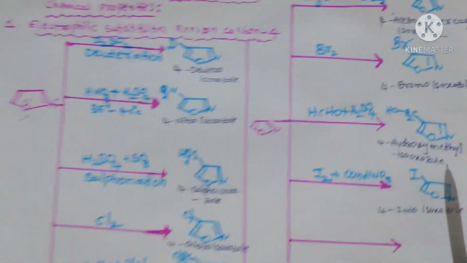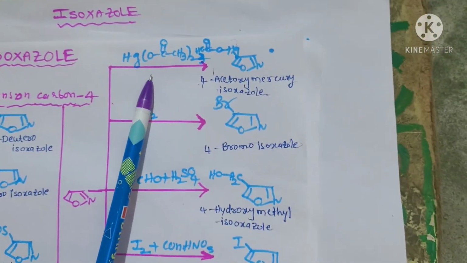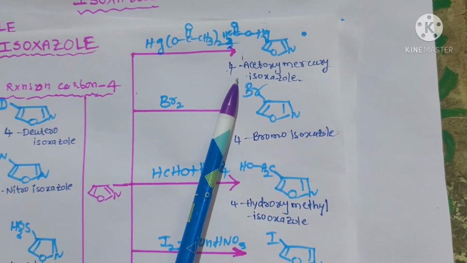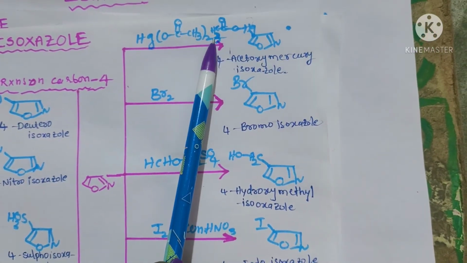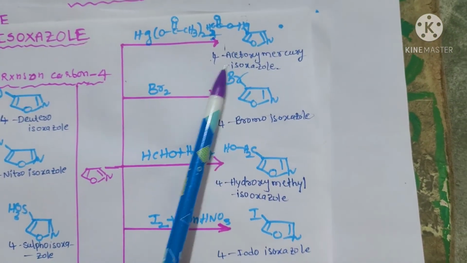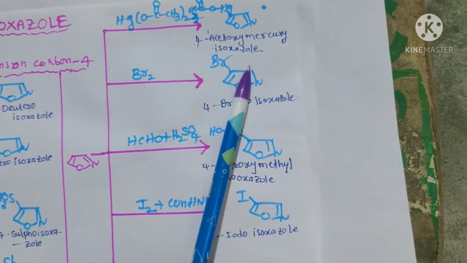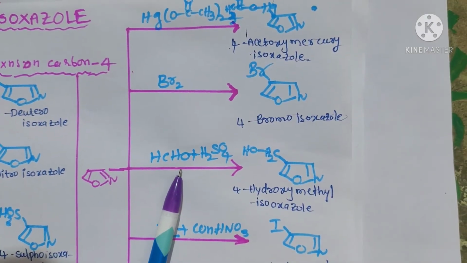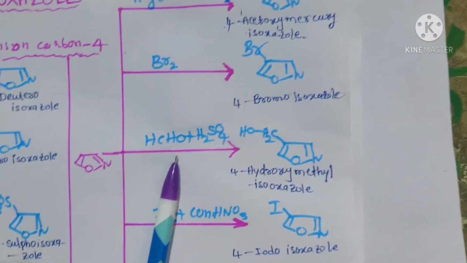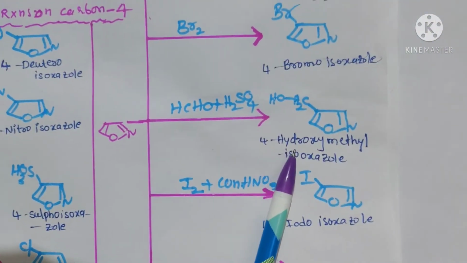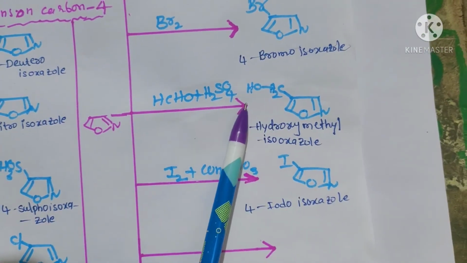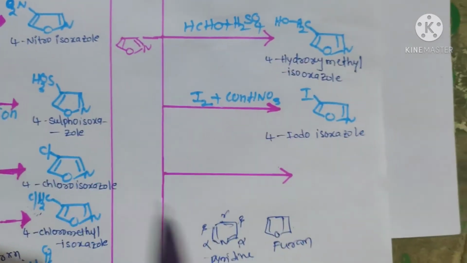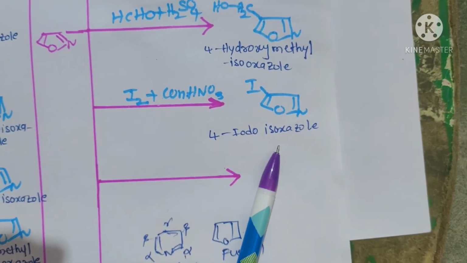Now when this isoxazole is treated with mercuric acetate, we get 4-acetoxymercuryisoxazole, with CH3COOHg. On treatment with bromine, we get 4-bromoisoxazole. And when it is treated with formaldehyde in the presence of H2SO4, we get 4-hydroxymethylisoxazole. Hydroxymethyl and chloromethyl. And on treatment with iodine, we get 4-iodoisoxazole.